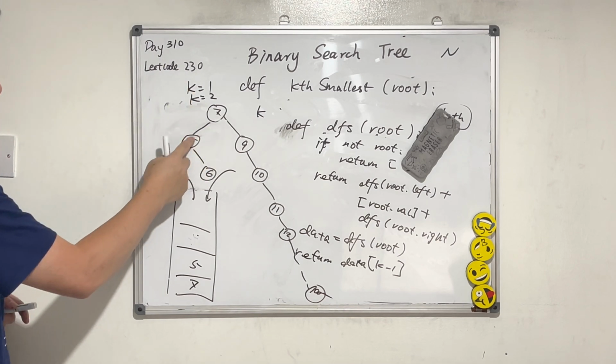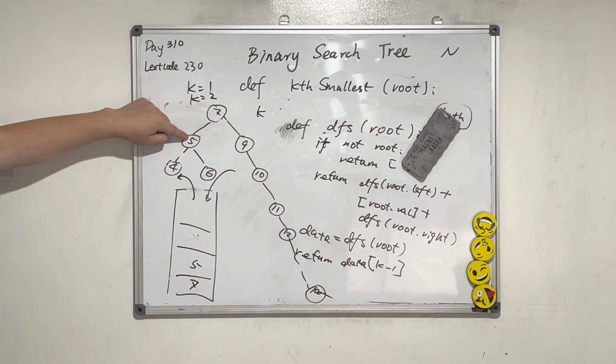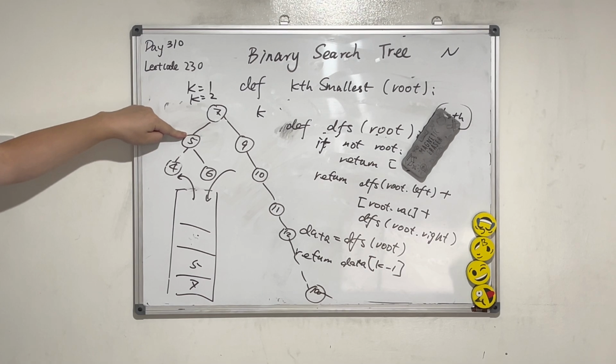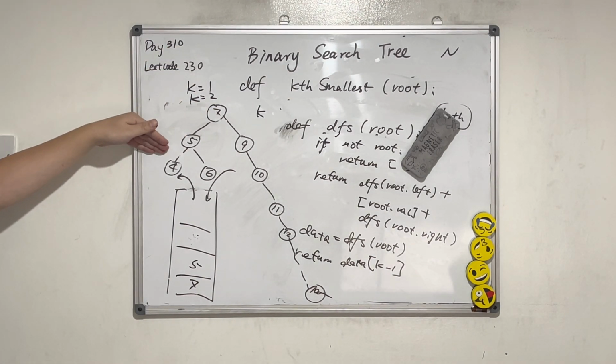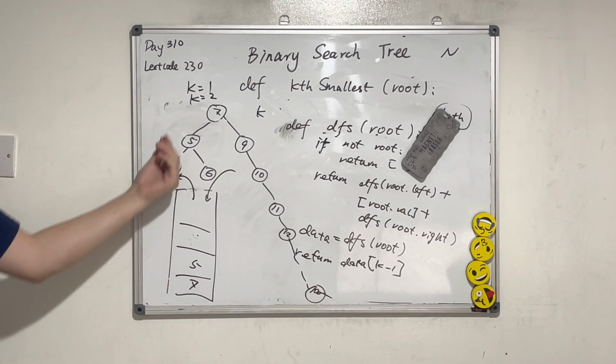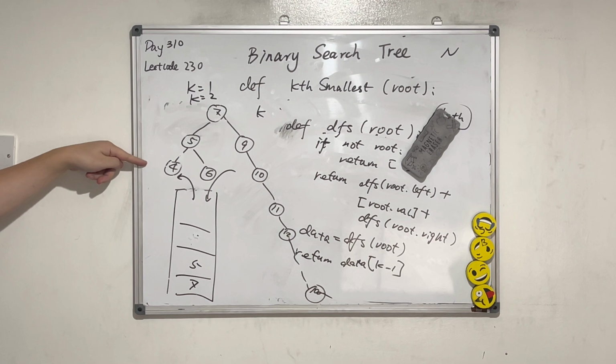We keep taking another one, which is 5. Now we take 5 out and we go to its right. Look, because why? Because we go as far left as we can, and then we go in the reverse order. In the reverse order, it will be the value that's smallest, right?